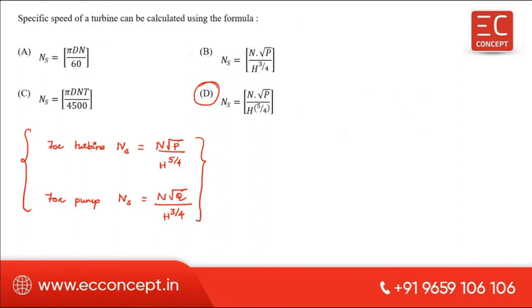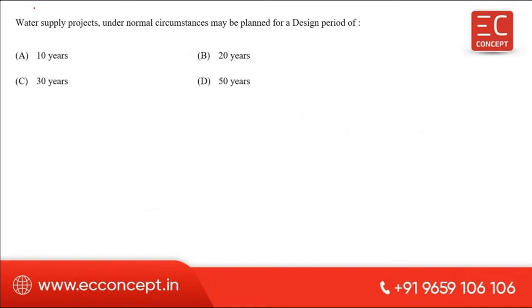Now, the water supply project under normal circumstances may be planned for a design period of. So actually the answer for this question is for water supply projects. Here, water supply, therefore you can call this the distribution system. The distribution system has been designed for a design period of 30 years.